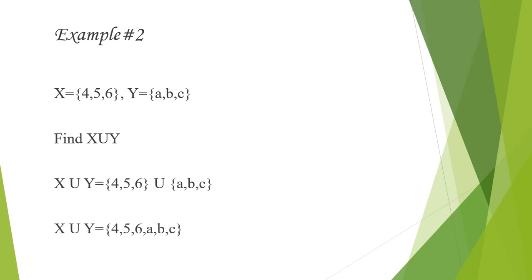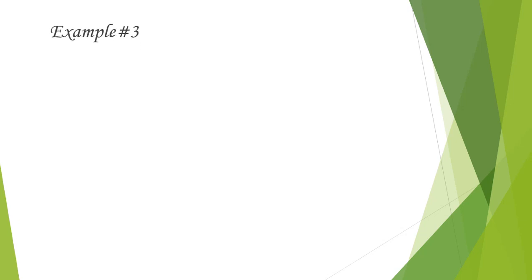See what I have done. I have done nothing. I just united the two sets together. First I have listed the elements of x that are 4, 5, 6. Then I have listed the elements of y that are a, b, c. Because both sets are different from each other, there are no same elements. So we have just listed the elements of these two sets. Because the first set is the set of numbers, that's why I have put numbers first. And if the set is of alphabets, then you will list the alphabets first.